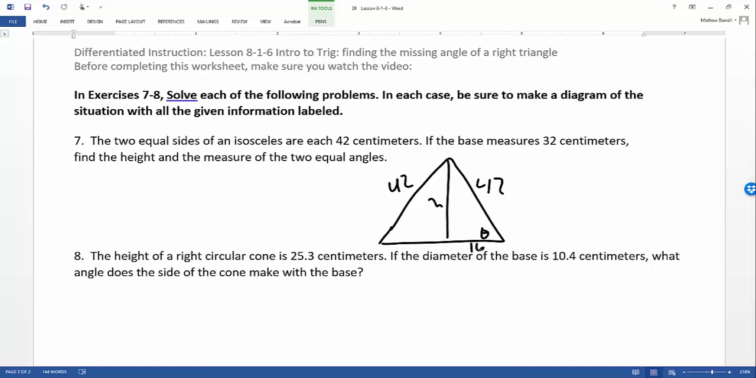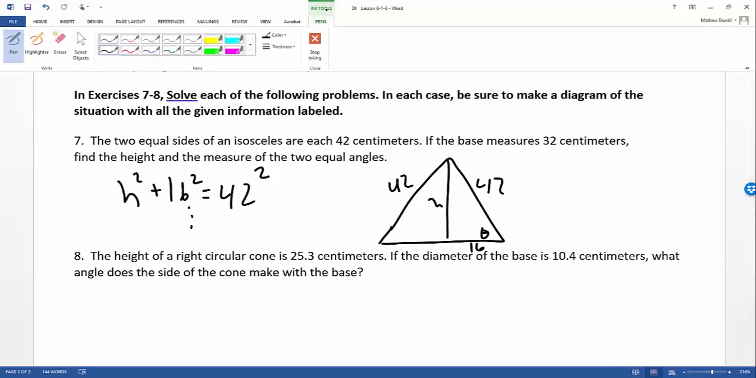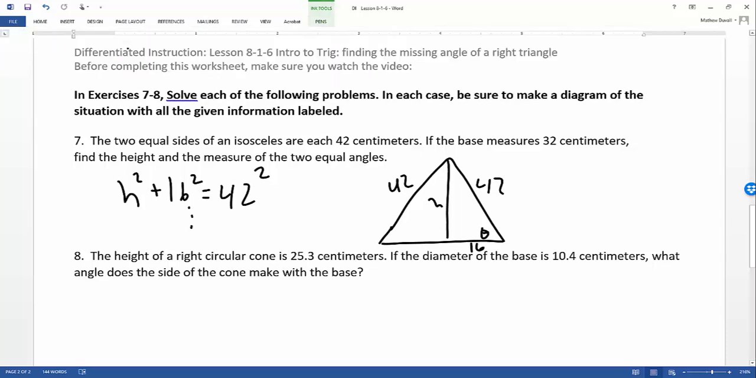So I can use the Pythagorean theorem to find h. H squared plus 16 squared equals 42 squared. And then to find theta, well, this is my adjacent, and if this is the 90 degrees, this is my hypotenuse. So cosine, I could say cosine of theta equals adjacent over hypotenuse. Cosine inverse.